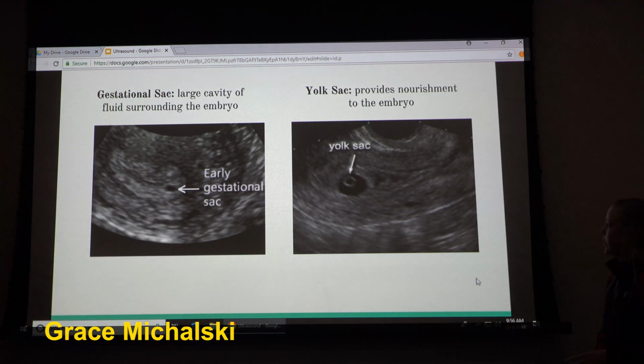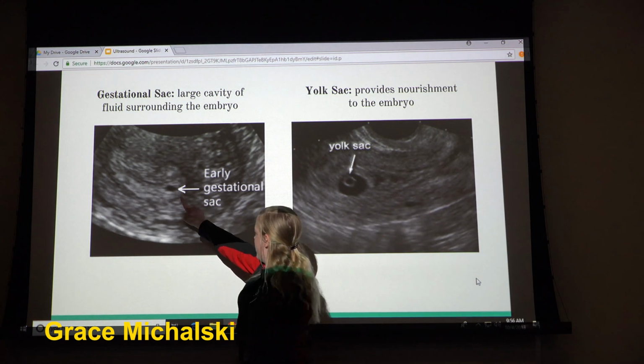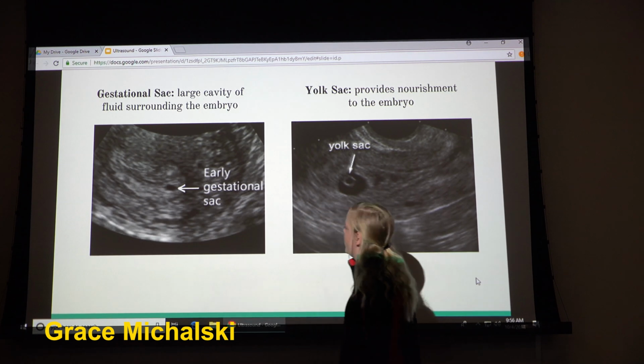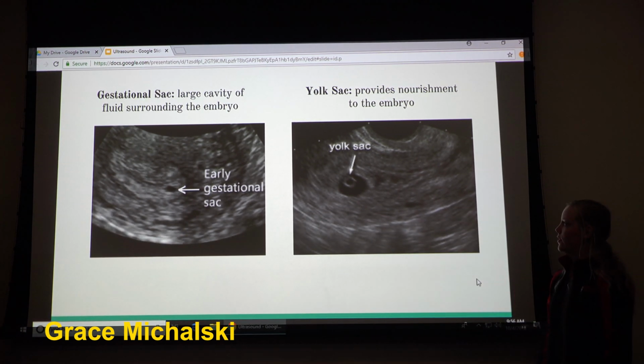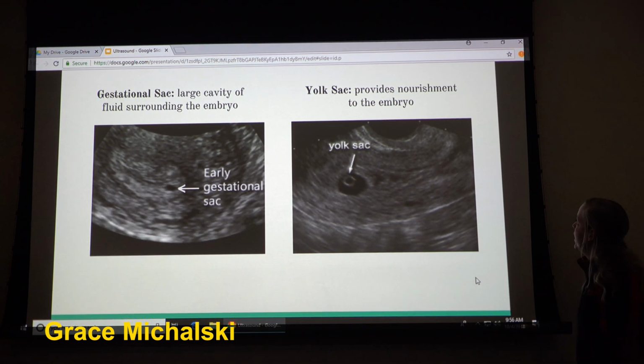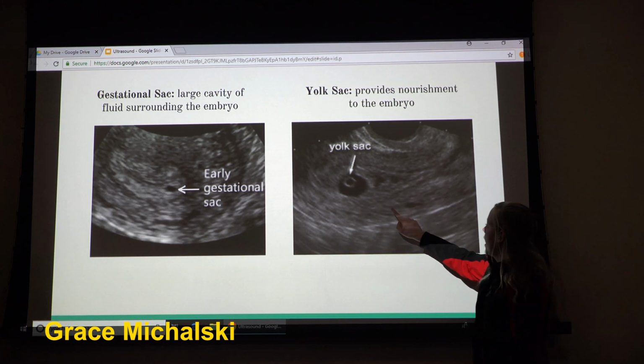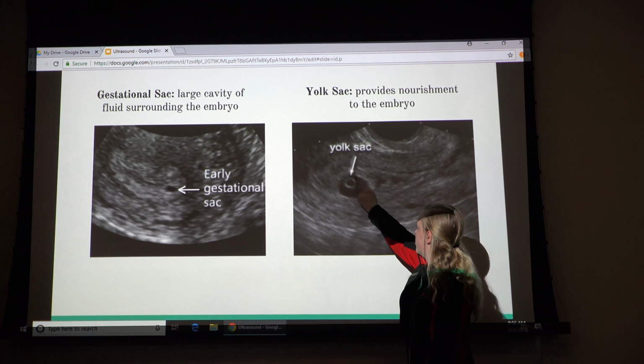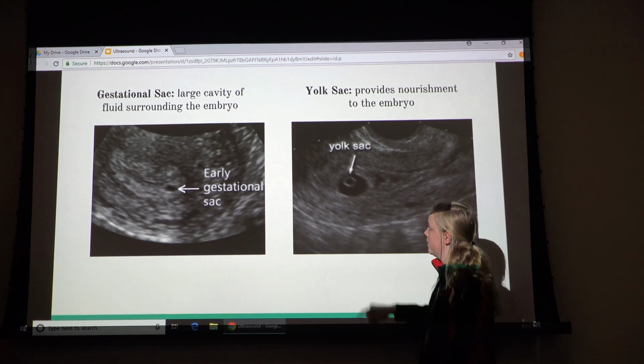All right, so here we have the gestational sac. It's this black fluid-filled circle, and a gestational sac is the large cavity of fluid surrounding the embryo. And then here we have the yolk sac, which is responsible for providing nourishment to the embryo. So we have the gestational sac with the yolk sac in the center.